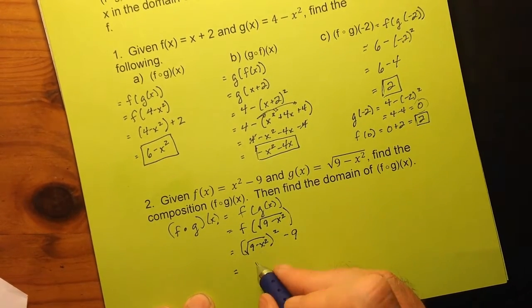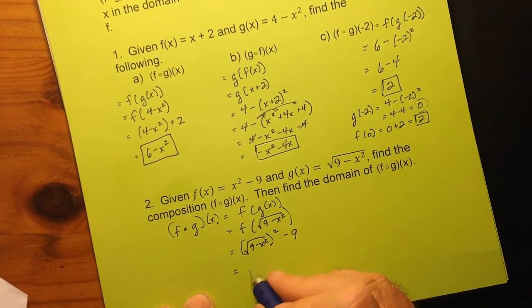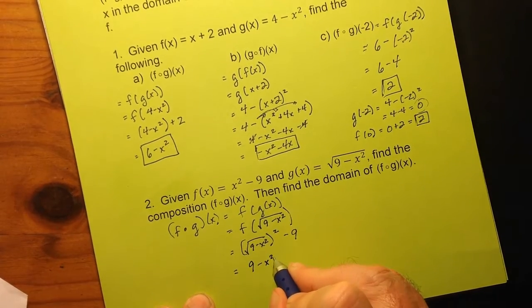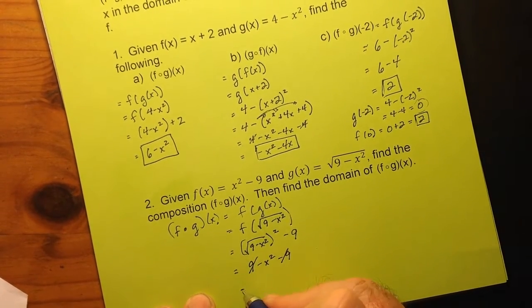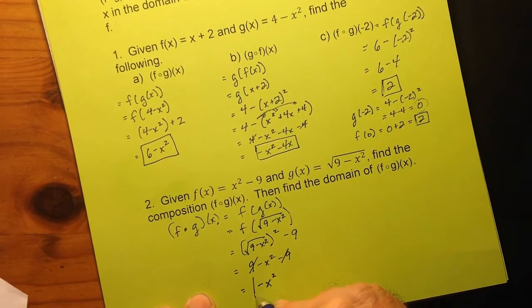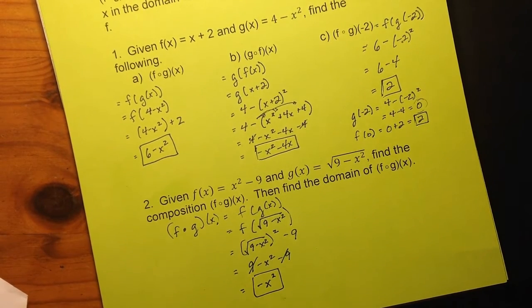And so what I get is square and square root are simply going to cancel. 9 minus x squared minus 9. 9 minus 9 cancels, and I end up with negative x squared. That is f circle g of x.